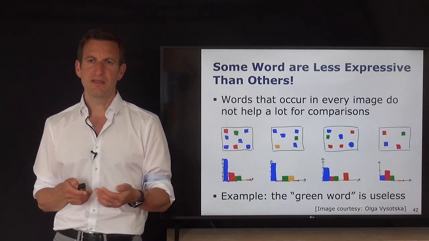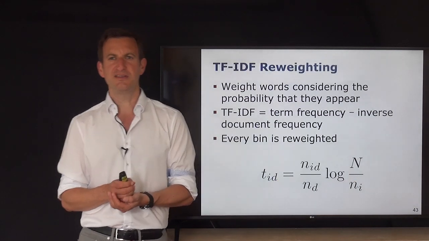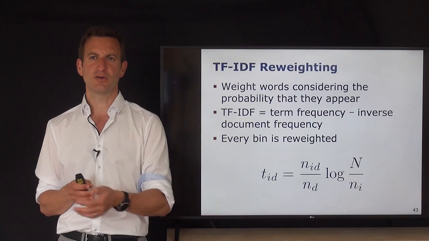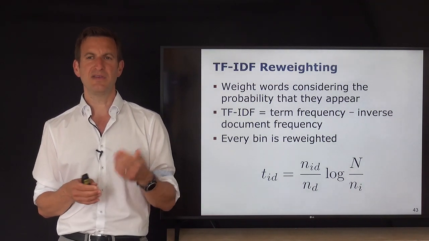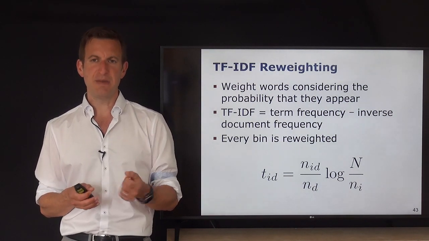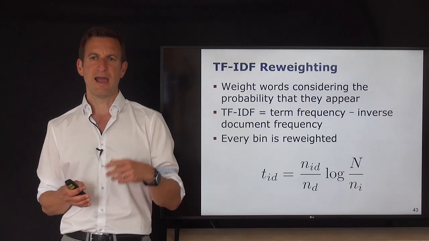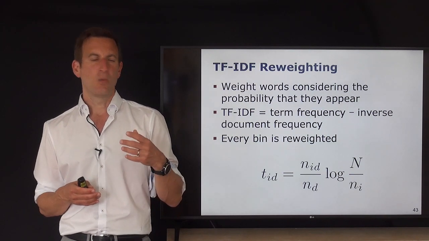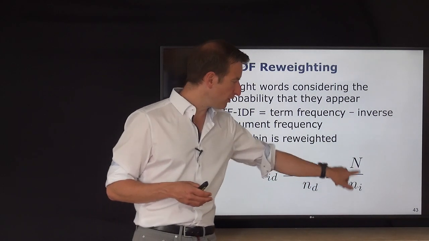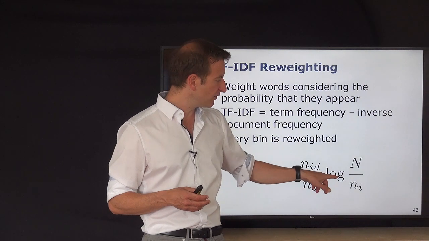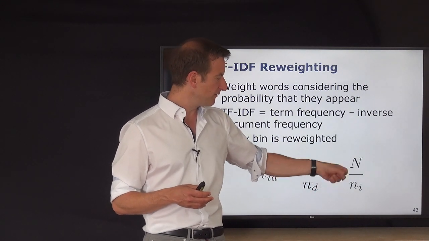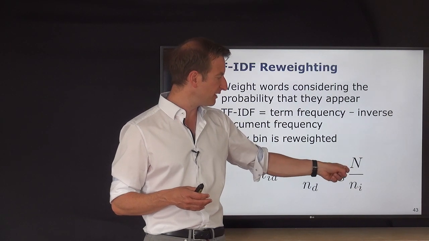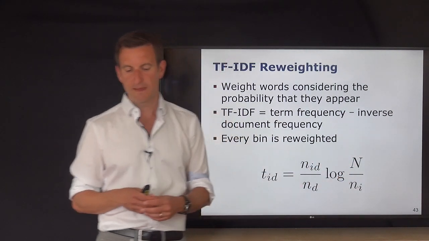And this is something that we do with a technique which is called TF-IDF. TF-IDF stands for term frequency, inverse document frequency. What we're doing is recomputing the bins of our histogram, weighting the bins with this second term over here, which is the inverse probability that a certain word appears in the database, or in an image of the database randomly drawn, and the inverse of this.